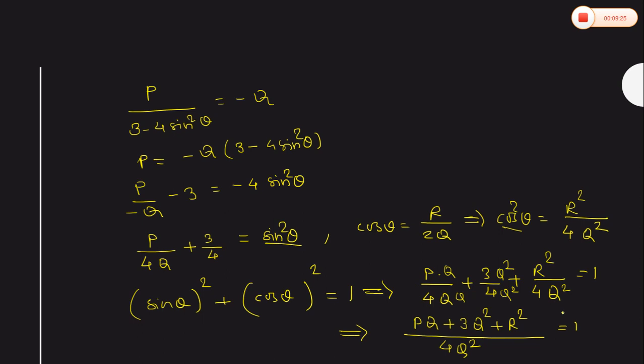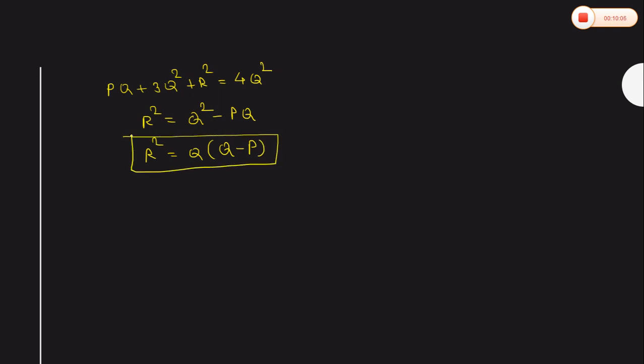Now this PQ plus 3Q square plus R square, I can write this equation as PQ plus 3Q square plus R square is equal to 4Q square. And therefore the value of R square is equal to, transfer this 3Q square to this side, 4Q square minus 3Q square is Q square, and this is minus PQ. Now therefore R square is equal to Q taken as a common, so it is Q into (Q minus P), and this is our required result.